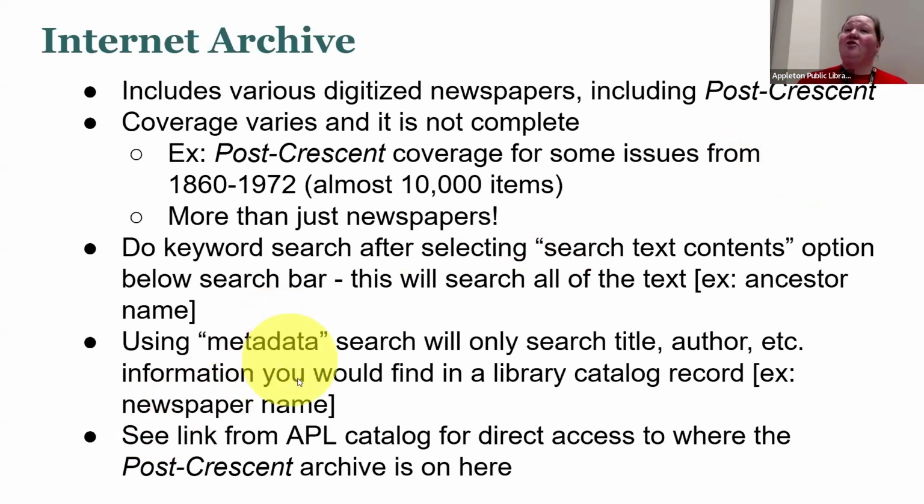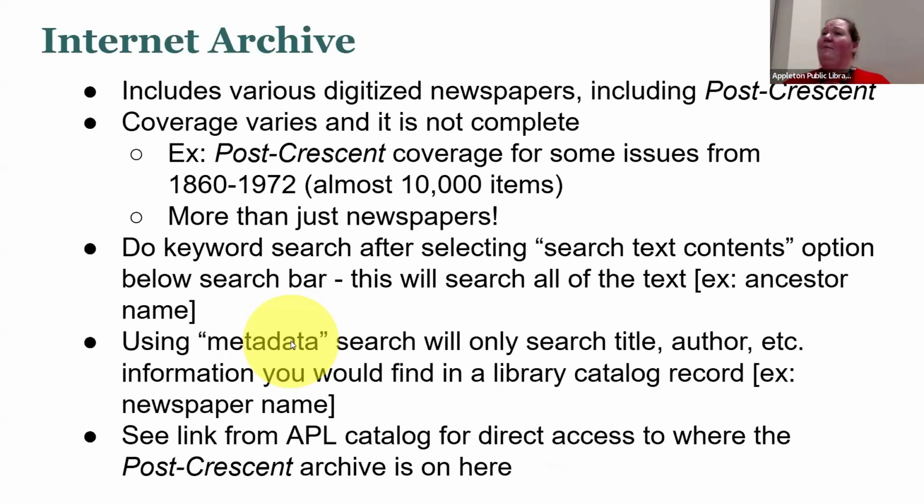If you use the other option called metadata search, that only searches a library record, like a title or an author. So if I put in my ancestor's name, it might give me 0 results unless my ancestor happened to be an author of something. But this is where I'd put something like a newspaper name. If I want to find the Post Crescent, I want to make sure that metadata search is on. Or if I'm looking for a specific book title, I want to do the metadata search first.